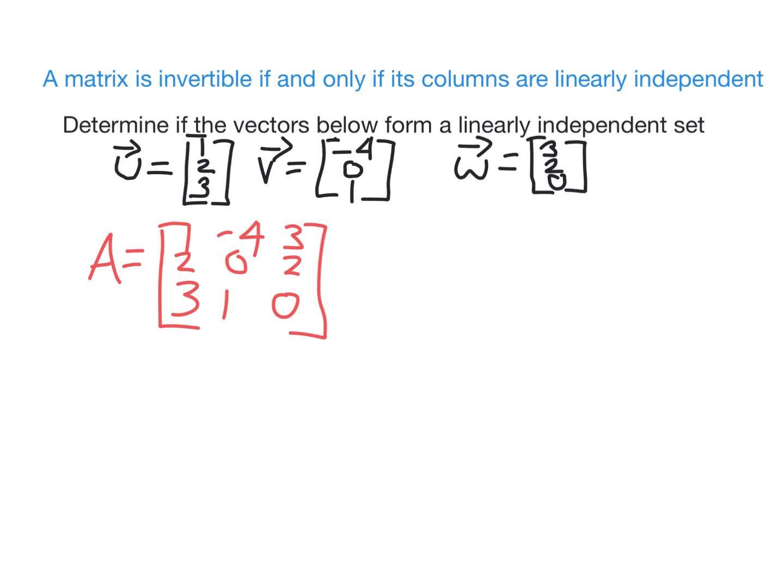On the other hand, if the determinant of this matrix is any number other than 0, then these 3 do form a linearly independent set. So let's go ahead and calculate the determinant of A.